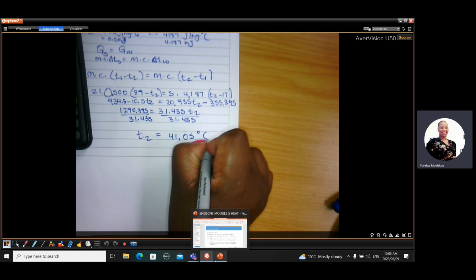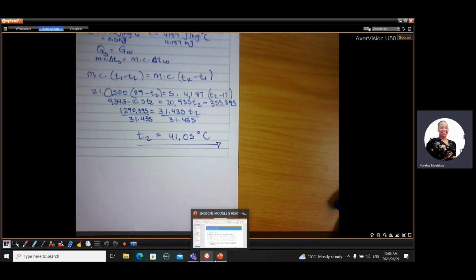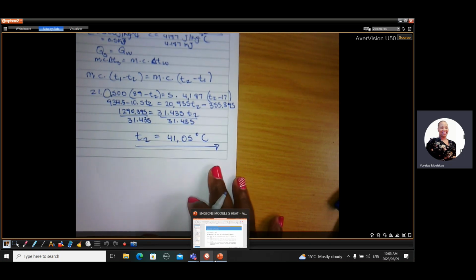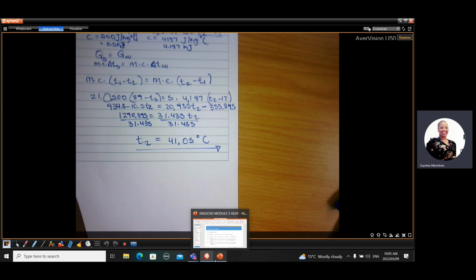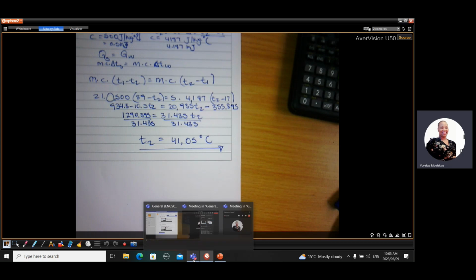41.05 degrees Celsius. So that is how you calculate your temperature when you have substances that are mixing. You want to know the temperature of the mixture. All right, thank you.